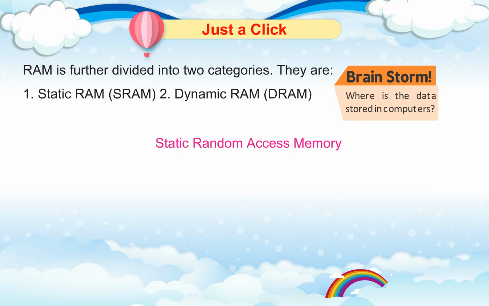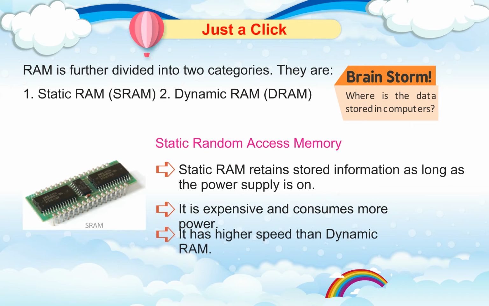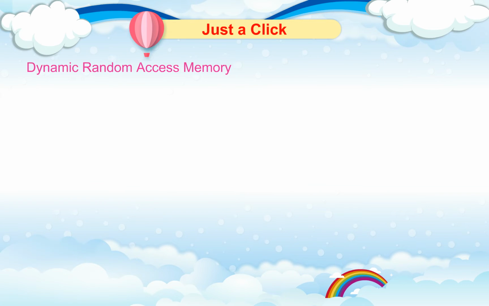Static random access memory. Static RAM retains stored information as long as the power supply is on. It is expensive and consumes more power. It has higher speed than dynamic RAM.